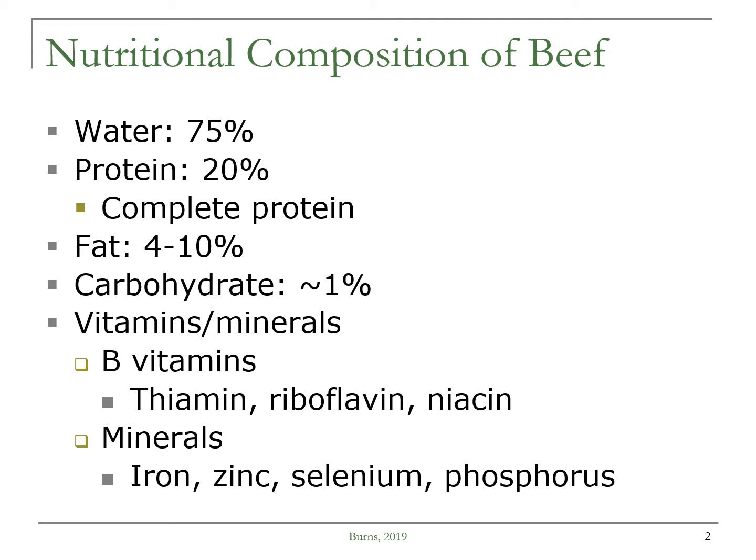Carbohydrate, very, very little, less than 1% of animal protein is carbohydrate. There is just enough carbohydrate present for the Maillard reaction to occur, resulting in the browning of meats that helps to promote the flavor of the meat. When looking at vitamins and minerals within beef, beef is a good source of the B vitamins thiamine, riboflavin, and niacin. And it's a good source of the minerals iron, zinc, selenium, and phosphorus.